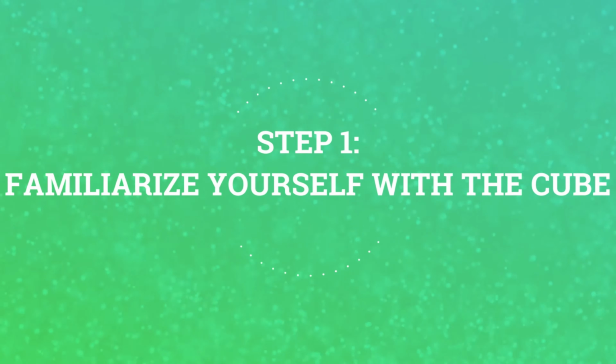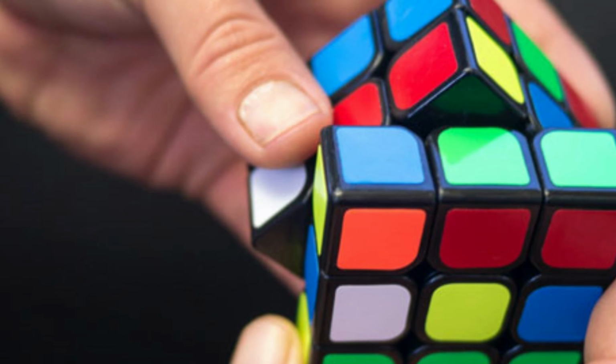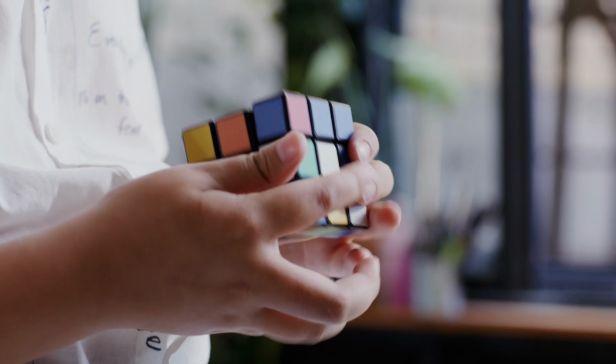Let's find out. Step number 1. Familiarize yourself with the cube. Hold the Rubik's Cube with the white centerpiece on the top and the yellow centerpiece on the bottom. Get to know the colors and their positions. Each centerpiece represents one color, and the surrounding pieces should match those colors.